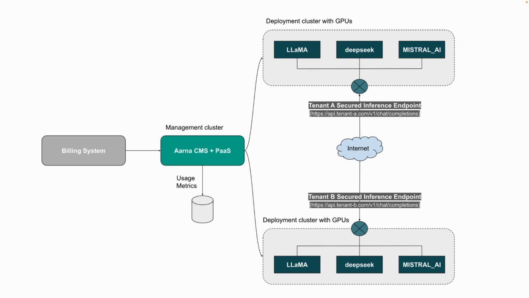The users can create API keys which are created in the management clusters and are synced to the deployment cluster. The usage metrics of each of the users are synced from the deployment cluster to the management clusters. These metrics can be retrieved by the NCP billing system for billing purposes.